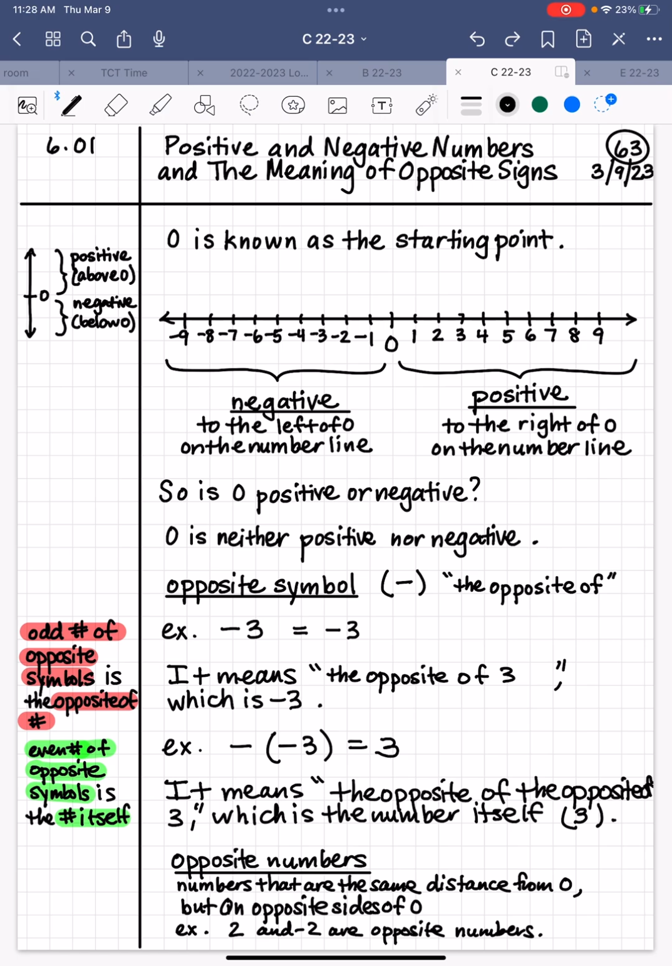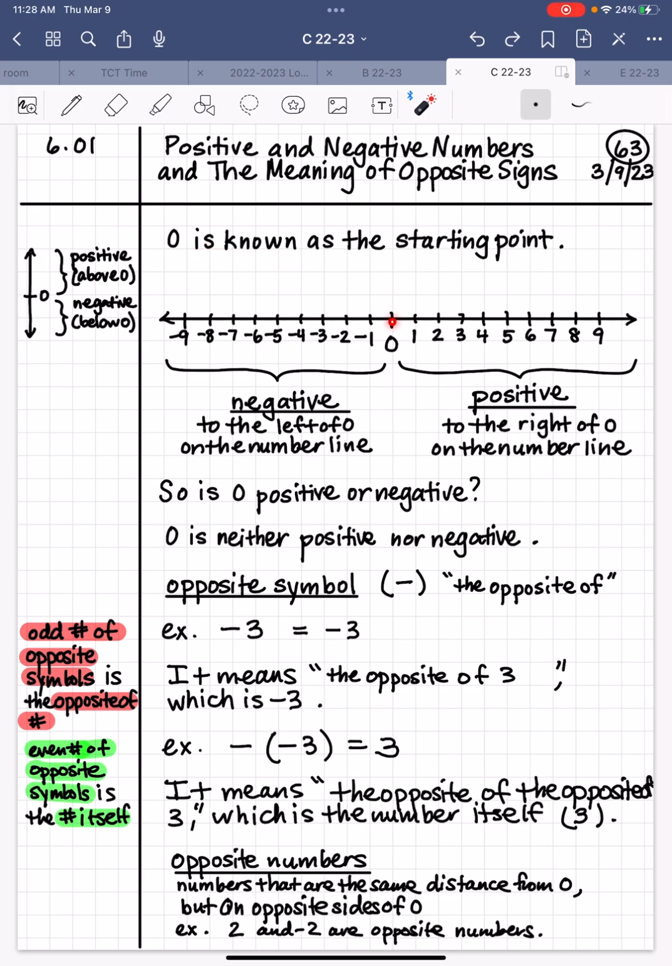In this video, we are going to talk about what positive and negative numbers are, including what the meaning of opposite sign numbers are. Okay, so the first thing I want to start out with is 0. 0 is appropriate that I'm starting out with that because 0 is known as the starting point. So anywhere you start is always going to be 0 because you haven't moved anywhere from that point.